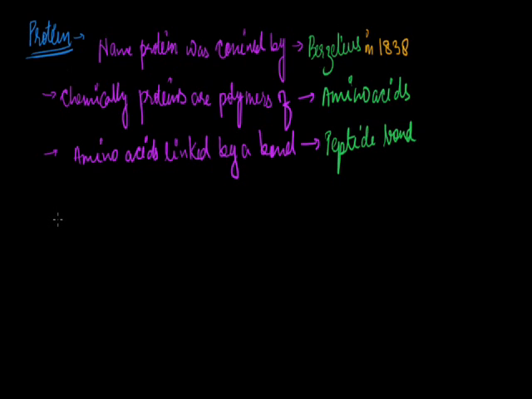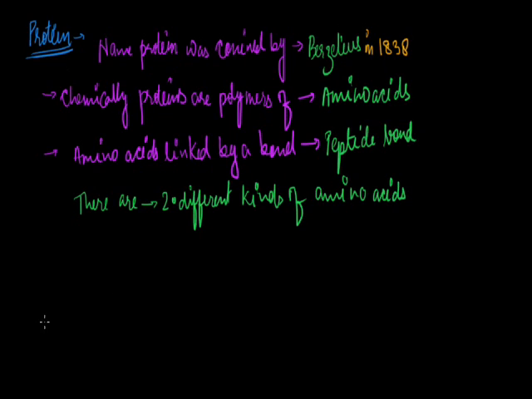There are about 20 amino acids that take part in the formation of proteins. The 20 amino acids are further divided into two groups. So the total number of amino acids present in proteins is 20. These are 20 different types of amino acids present in our body, from which proteins are made.